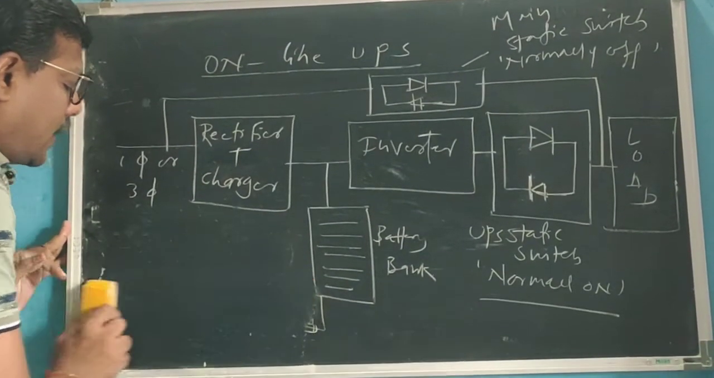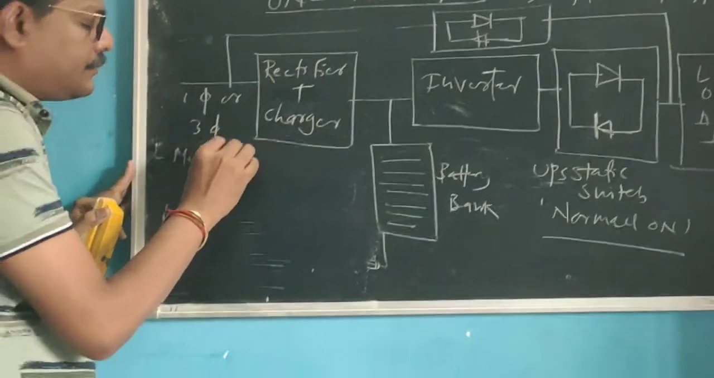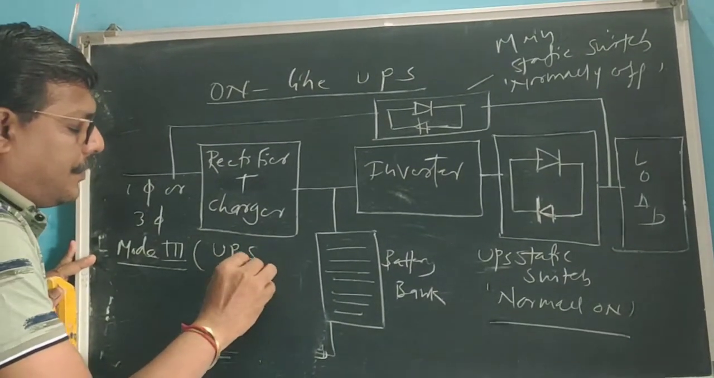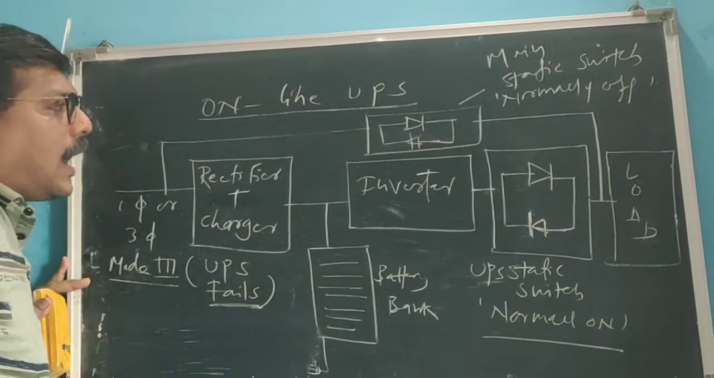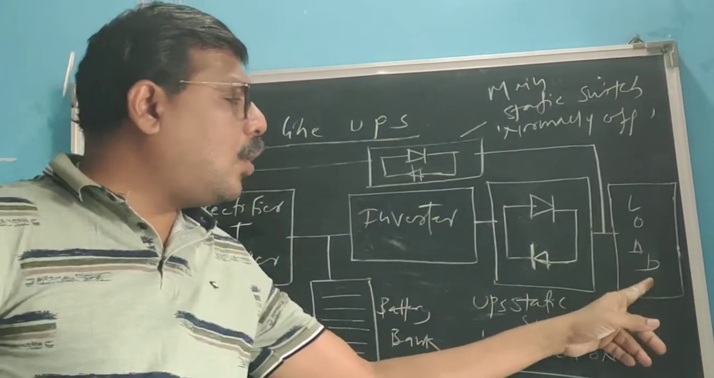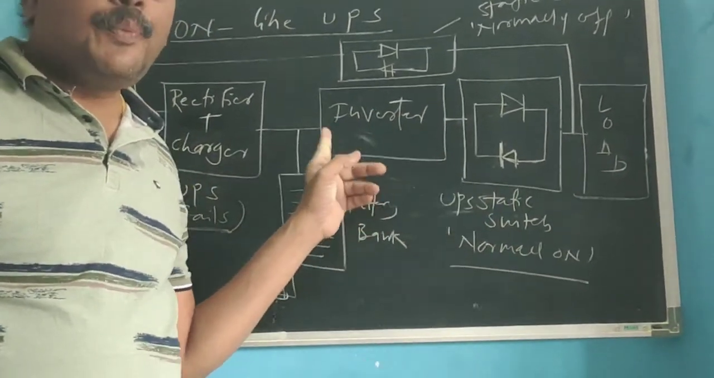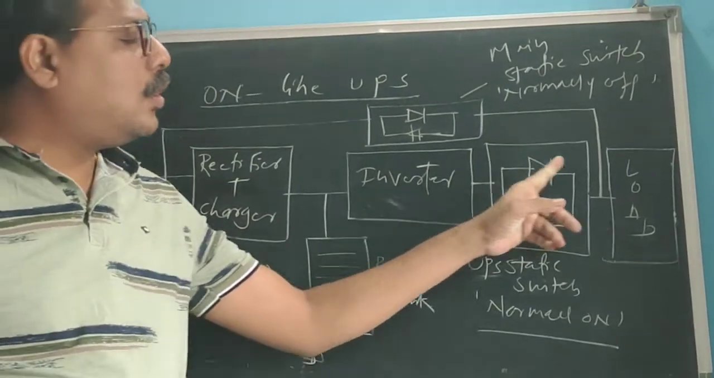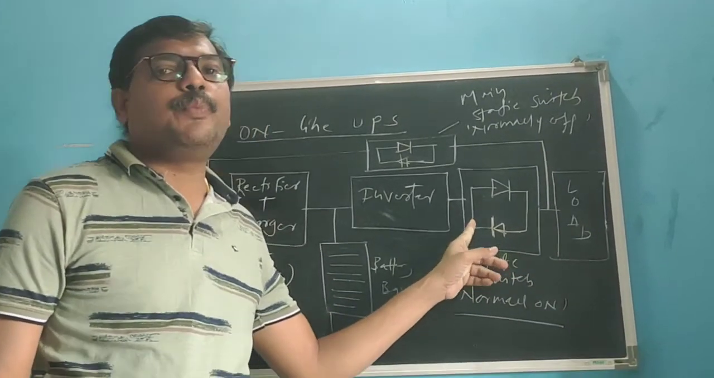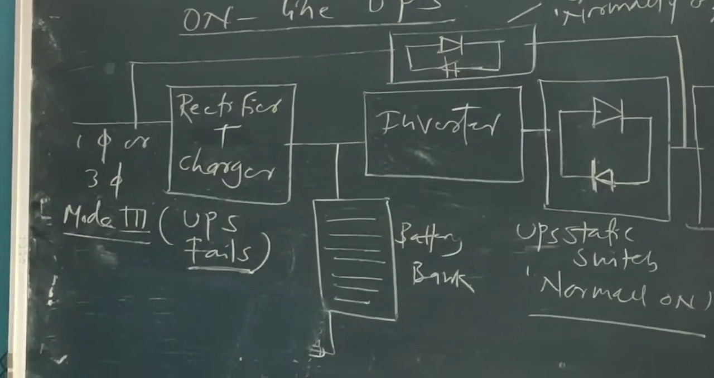Now the third case, that is called mode 3, when the UPS has failed. And in the online UPS, remember one important point: the load is always connected to the UPS, 24 hours. So in mode 3, when the UPS fails, at that time what happens?